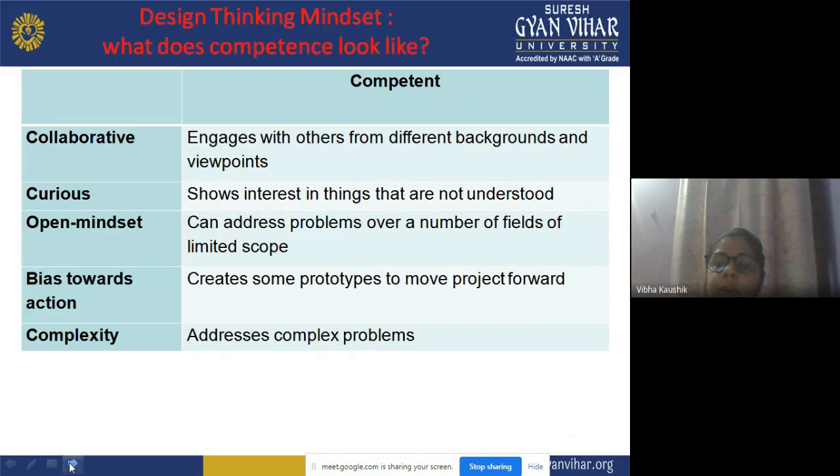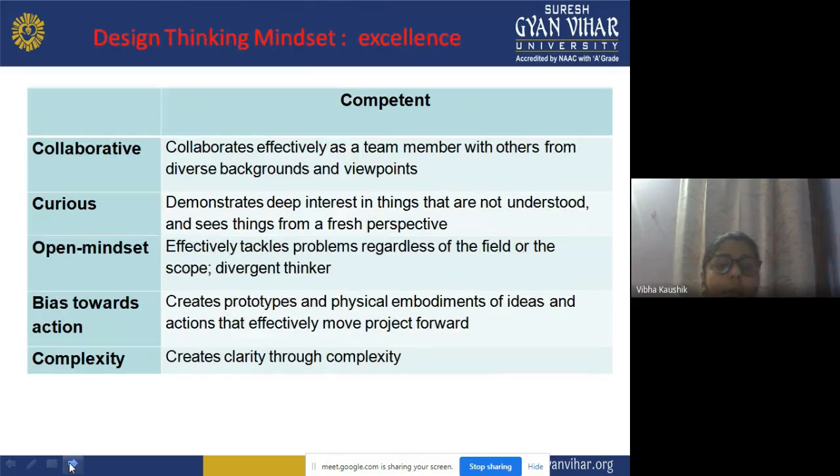Now, what is a prototype? It means a sample, a model, or a representation of a product built to test a concept or process. It means we will develop a sample, we will develop a model, and in this way, a concept has been framed. Complexity, that is, not simple. Address complex problems. When we are talking about the creative mind, we are talking about creative thinking. They try to address complex problems that arise in front of them. It means they are not afraid of complex situations.